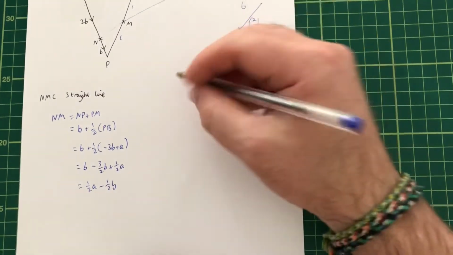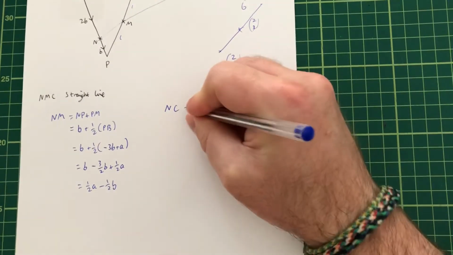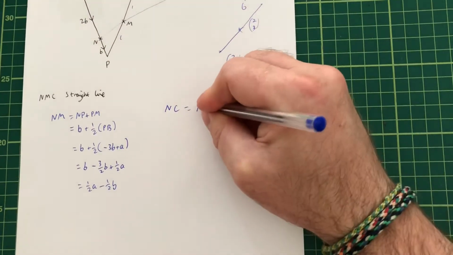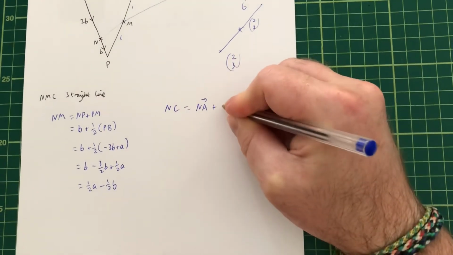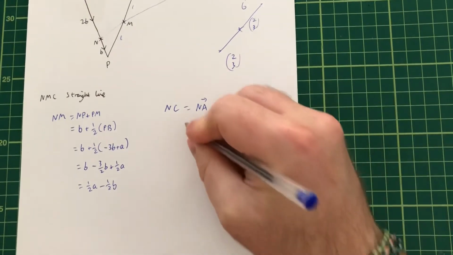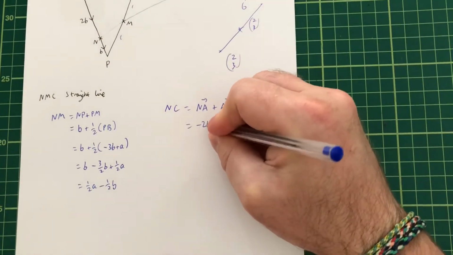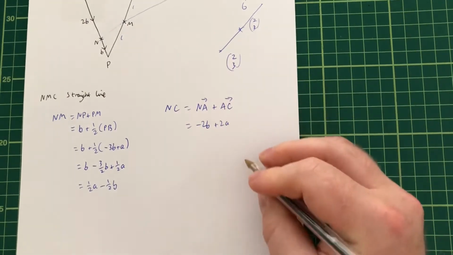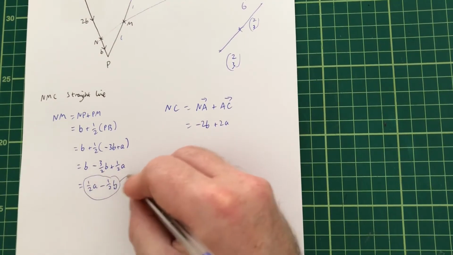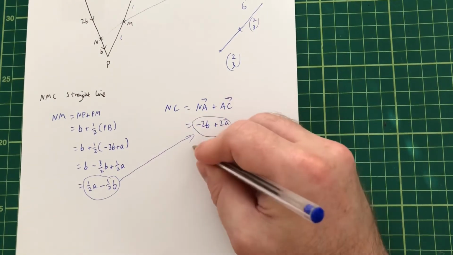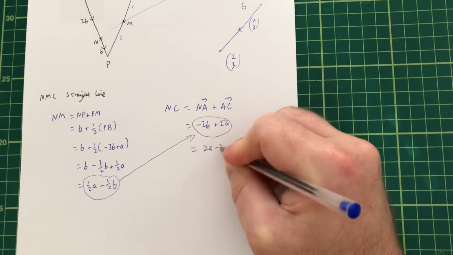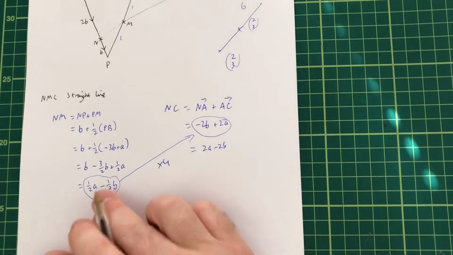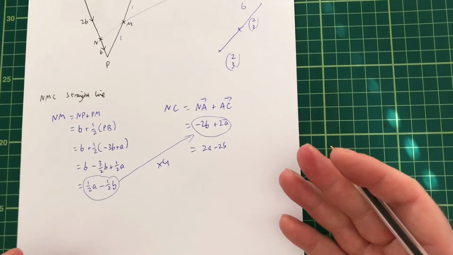Then we've got to work out N to C. So N to C is, I'm going to take this route here, N to A plus A to C. N to A is minus 2b, and A to C is plus 2a. Now if you compare these, if I rewrite this one as a minus 2b, you can see that this is 4 times that, and so therefore you've proved it's a straight line.